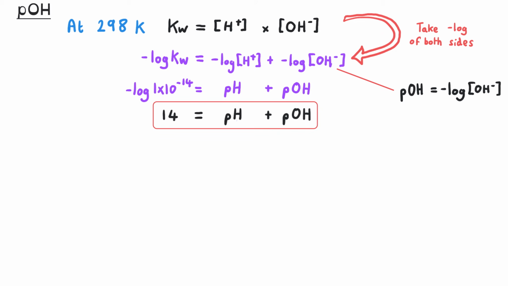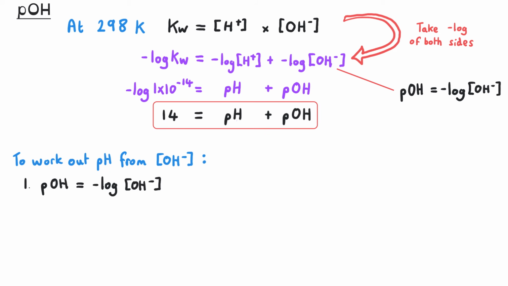Now, since pOH is the negative log of the hydroxide ion concentration, you can take the negative log of the hydroxide ion concentration to get the pOH, and then you can subtract this pOH away from 14, and this gives you a value for the pH.